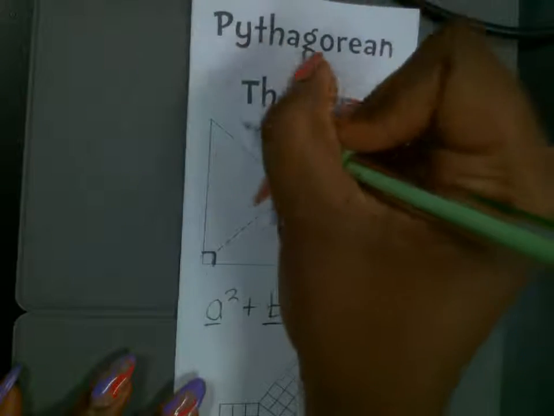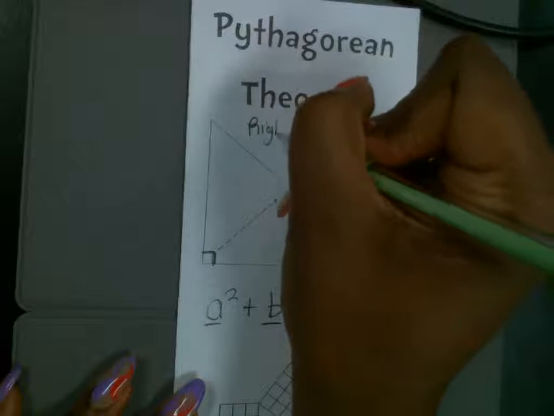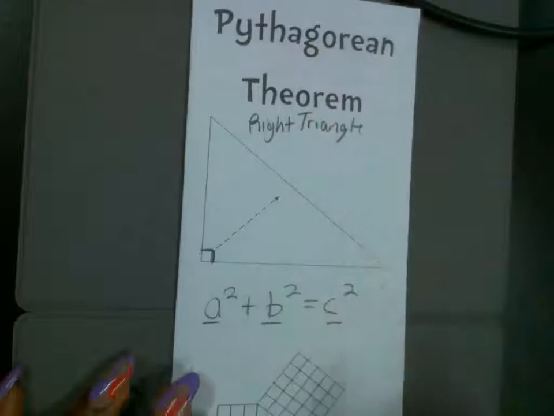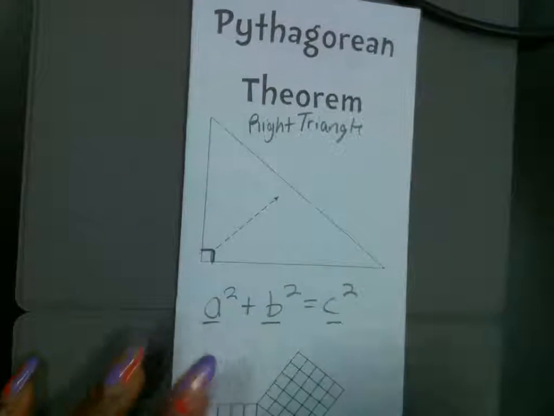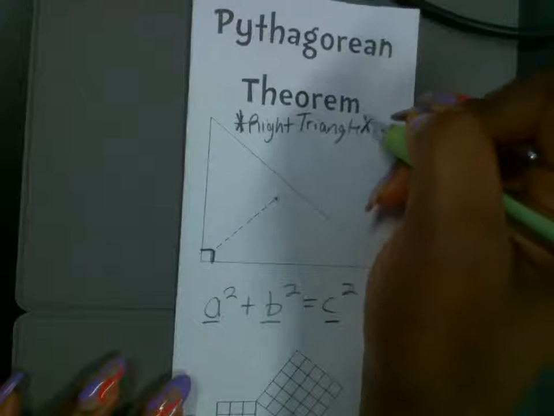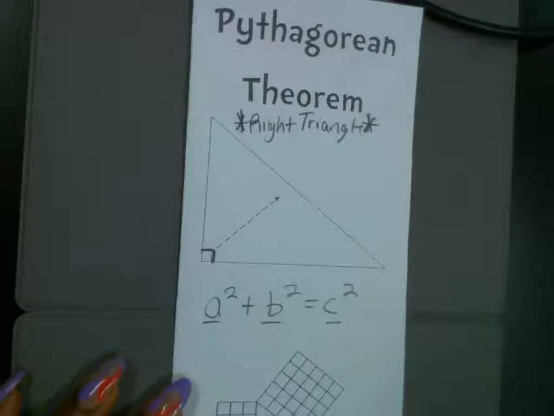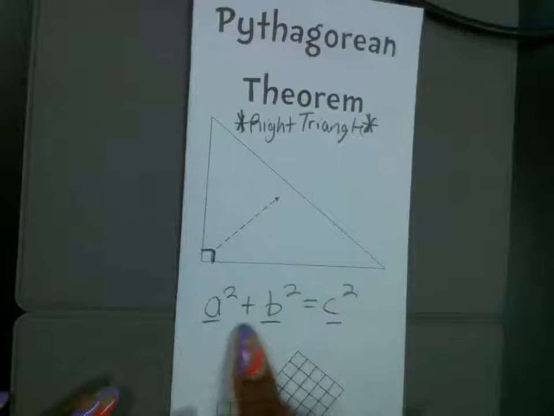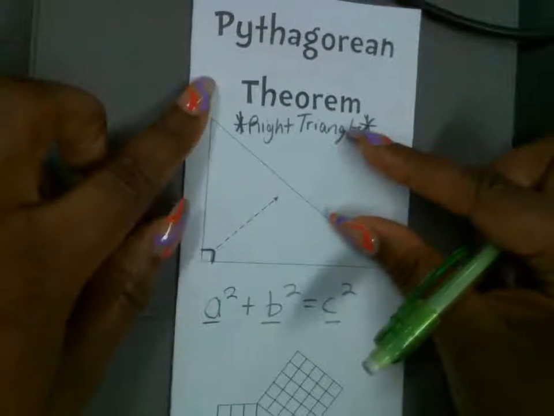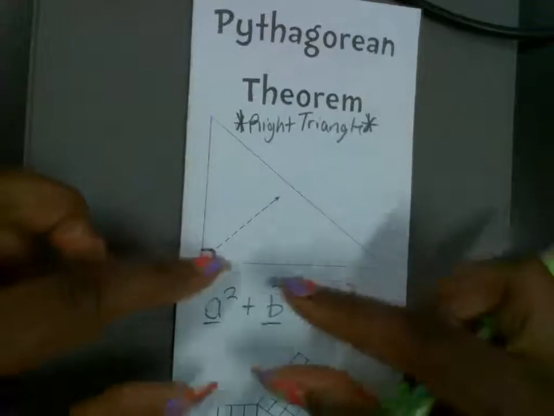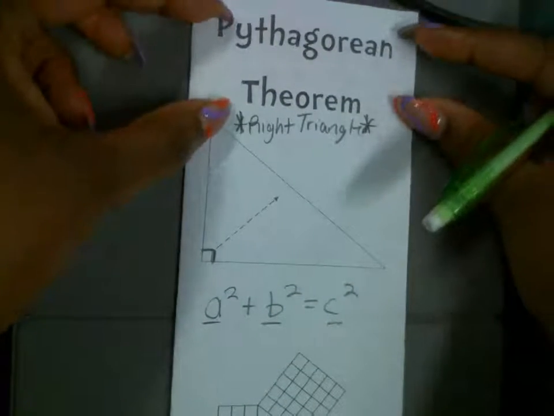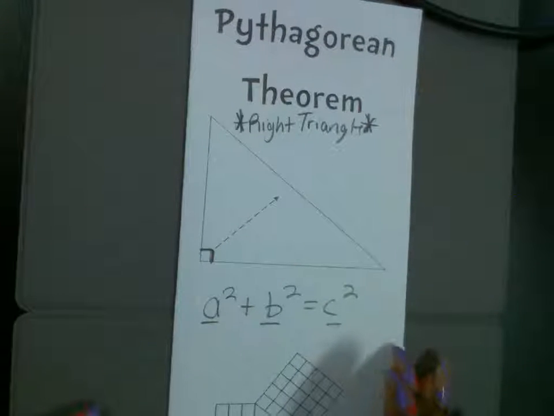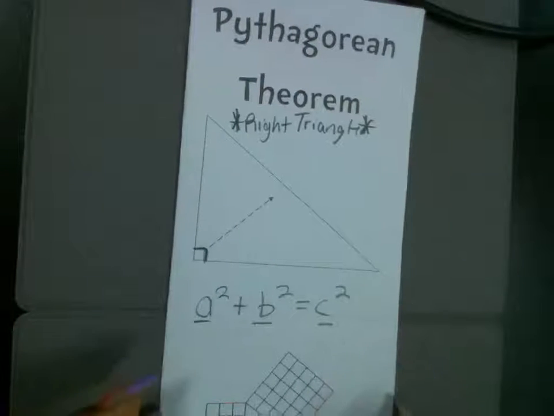Okay. So I'm going to label this picture as a right triangle, because the Pythagorean theorem is only used with right triangles. You can't use it with any other type of triangle. I'm going to even put a star, because you can only use the Pythagorean theorem with a right triangle. I'm going to repeat what I just said so that maybe it'll stick. This formula is called the Pythagorean theorem. You can only use this formula with a right triangle. Is everybody okay so far? Okay. And who came up with this theorem? What was his name?